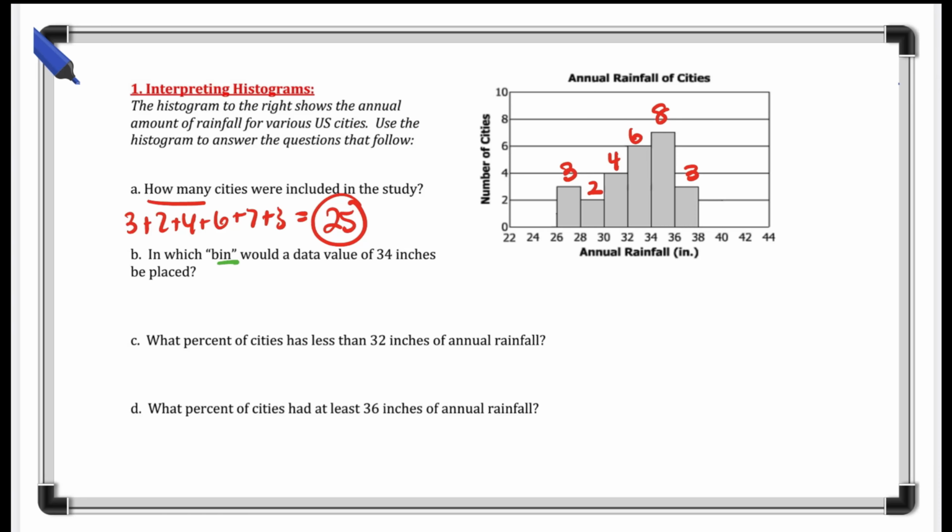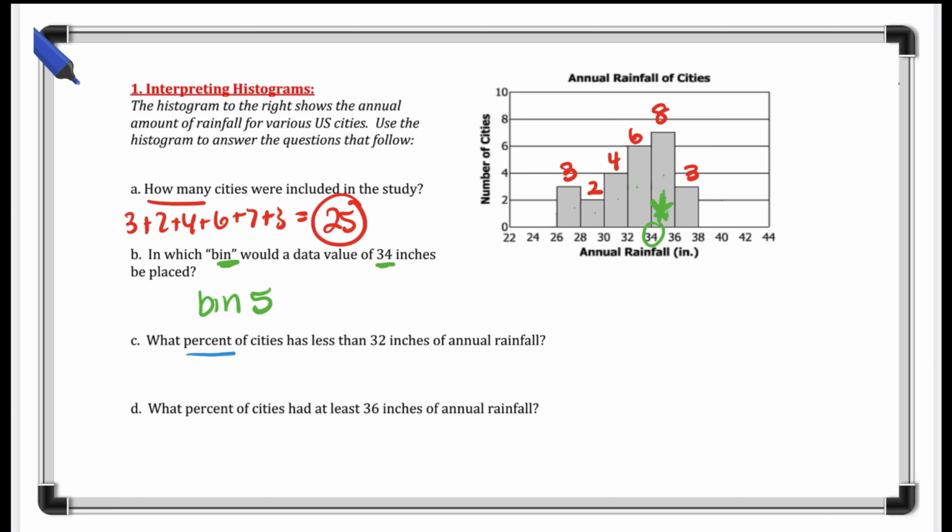Now, which bin would have the data value of 34? So the 34 would be in this bin right here, which is bin number 1, 2, 3, 4, 5. So in bin 5 would be the data value of 34 inches.